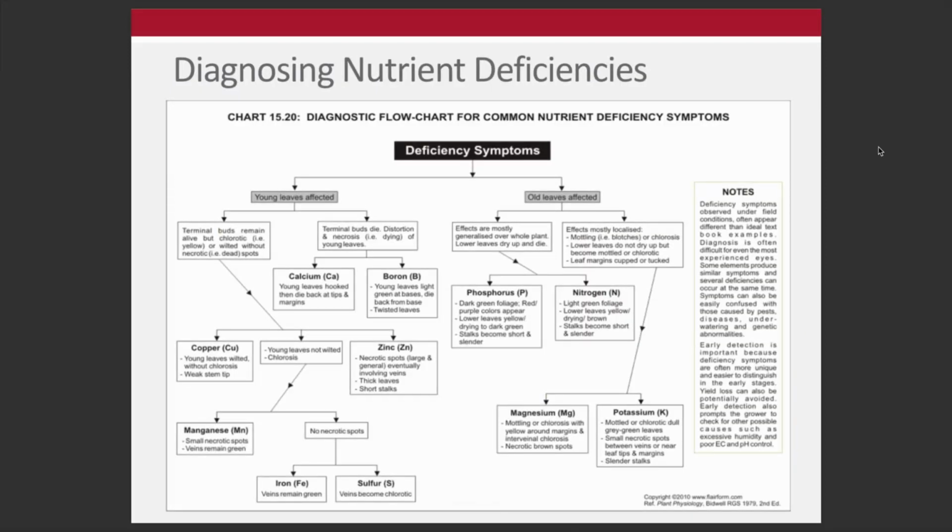Here's just a nice kind of dichotomous key for diagnosing nutrient deficiencies visually. And again, that first split you can see is whether it's young leaves or old leaves. N, P, and K are all old leaves. So you can spend some time going through this if you like.